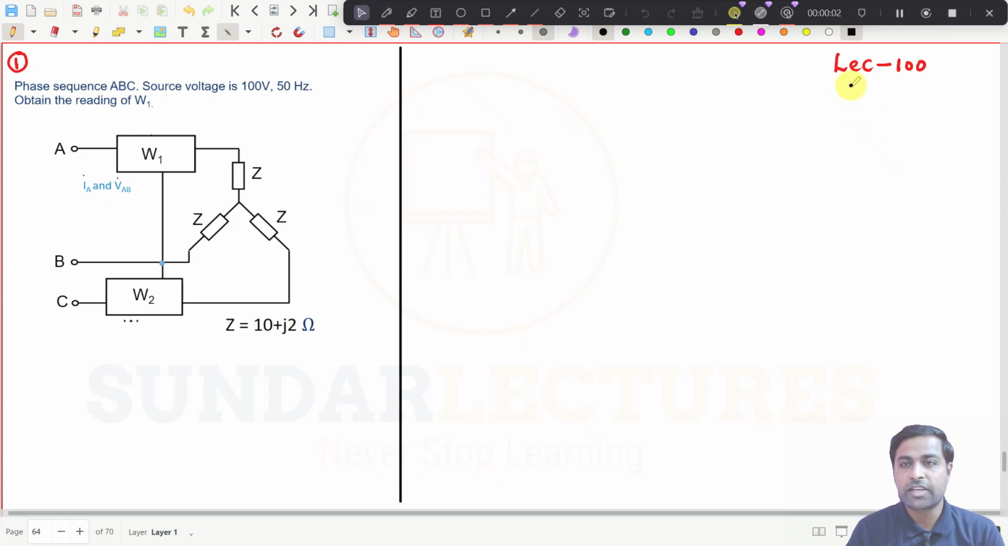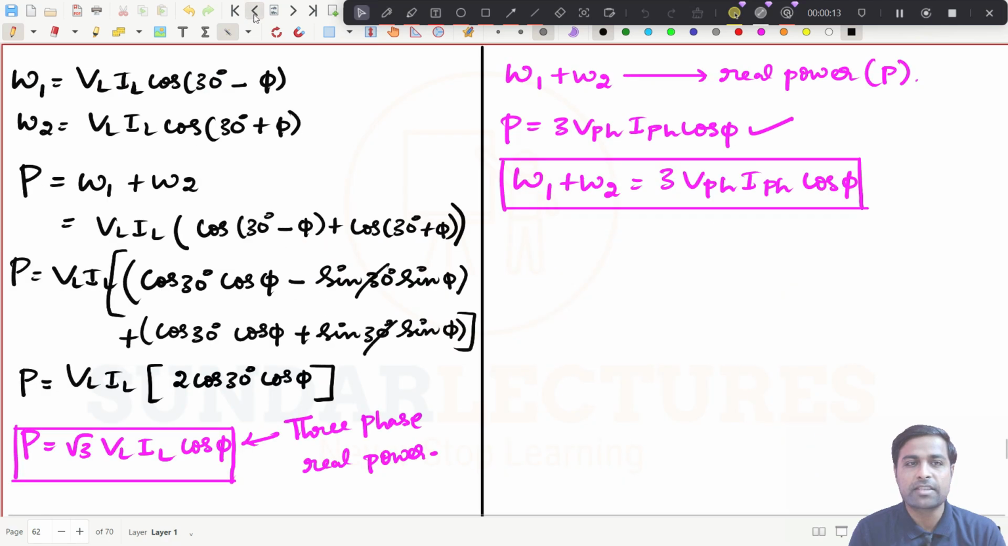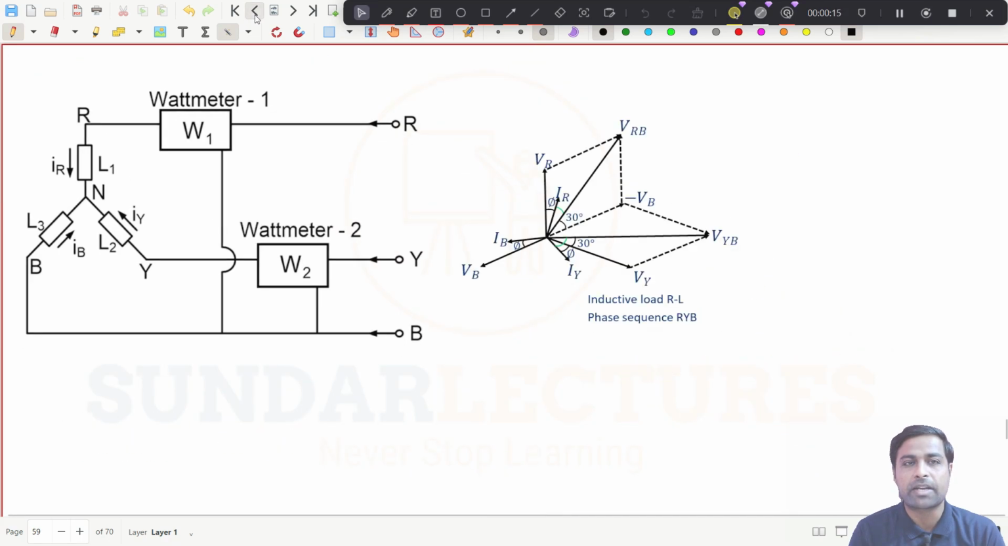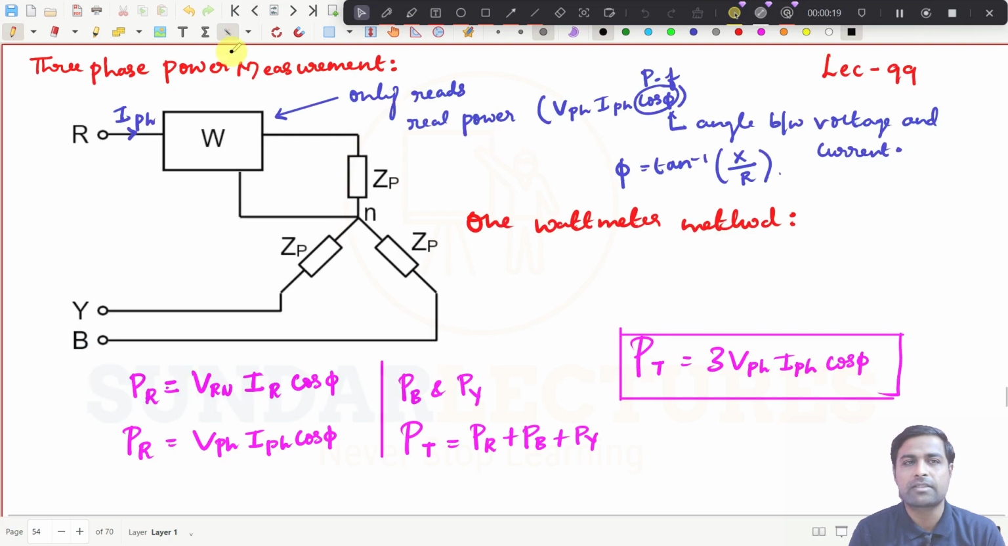Welcome to Sundar's lecture. This is lecture number 100, and in this lecture we are going to see some numerical problems related to the 2 wattmeter method. So what are all the topics we have seen in the previous class? We started with power measurement. There are 3 different methods available.